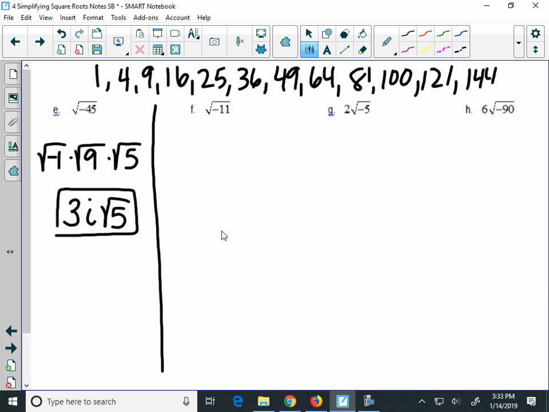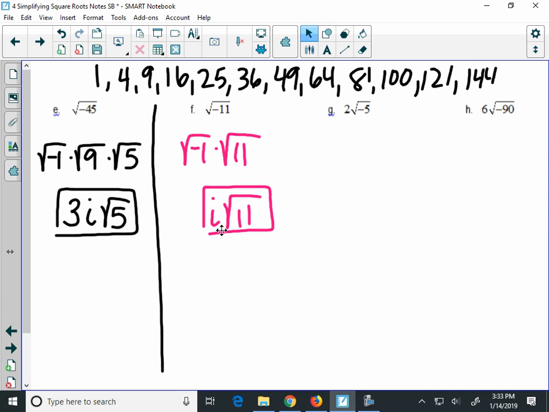Square root of negative 11. I pull out a negative 1 times radical 11. Now, radical 11 doesn't break down. So that stays the same, and then I just put the i in front of the radical. And that's the whole problem. You just can't have a negative under the radical. You have to pull the i out.